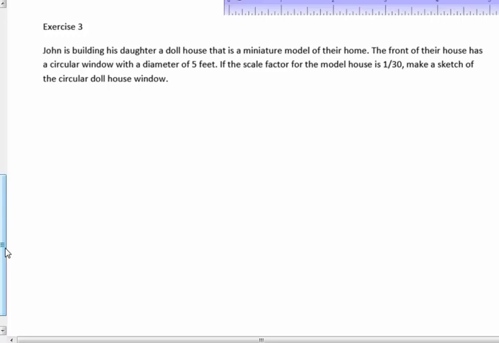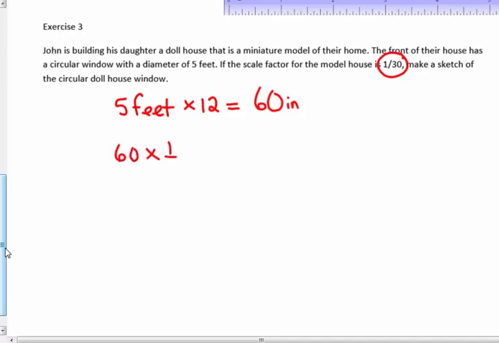Make a sketch, so 1/30th. Make a sketch of the circular dollhouse window. Well, I know that 5 feet times 12 inches per foot, 12 inches per foot, right, would give me 5 feet would be a total of 60 inches. So I'm converting it all to inches. So 60 inches times 1/30th. Well, 30 goes into 60 2 times. Oh, we've got a 2-inch circle that we're going to make. So we're reducing, yes, a dollhouse obviously is a reduction.